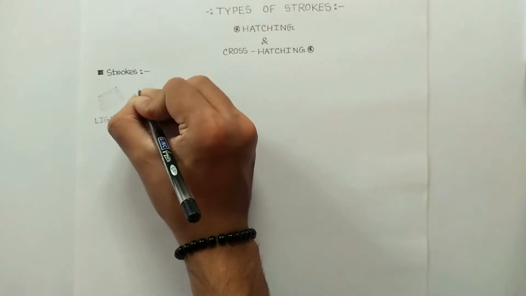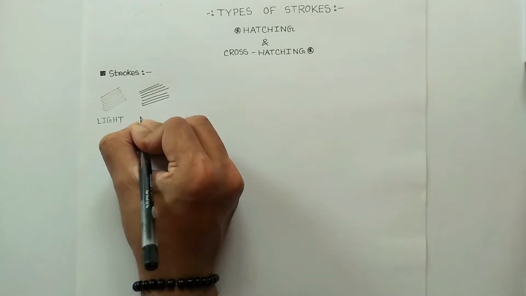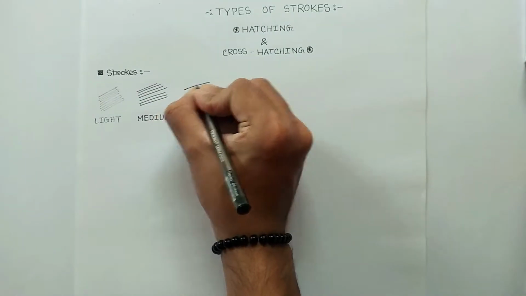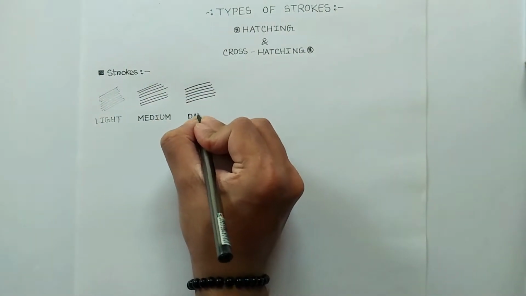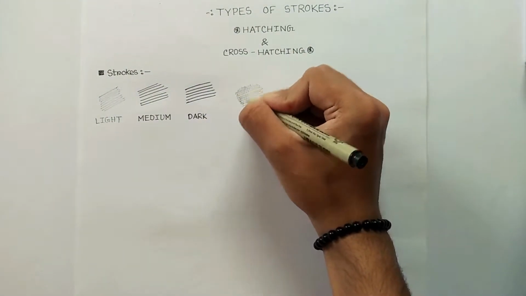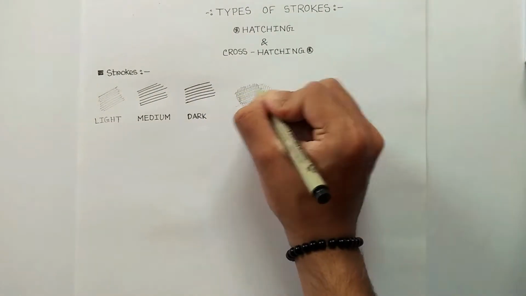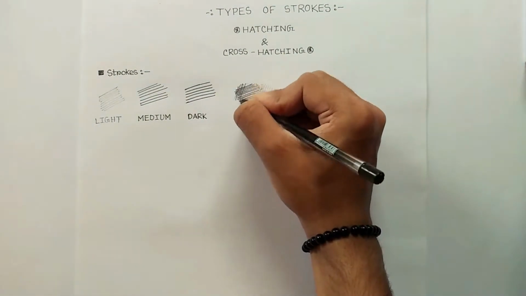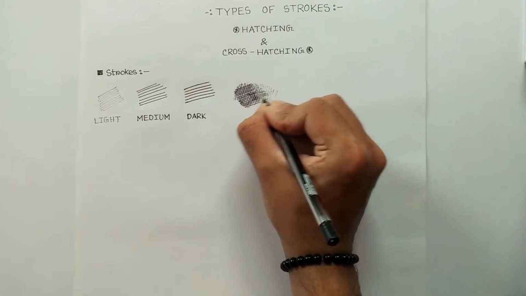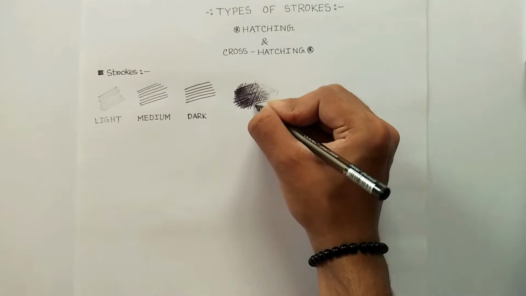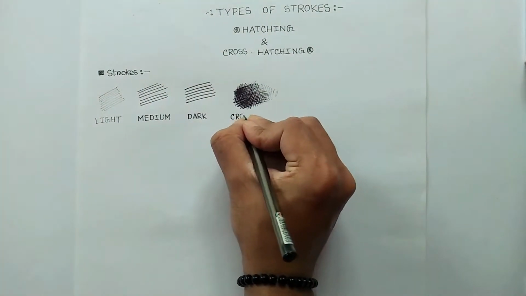First of all, there are three kinds of hatching, which are light, medium, and dark. Now, this one is called cross-hatching, which is a mixture of at least two or more hatching strokes.